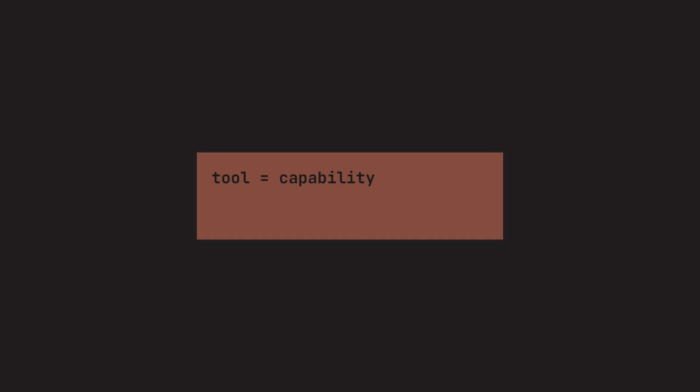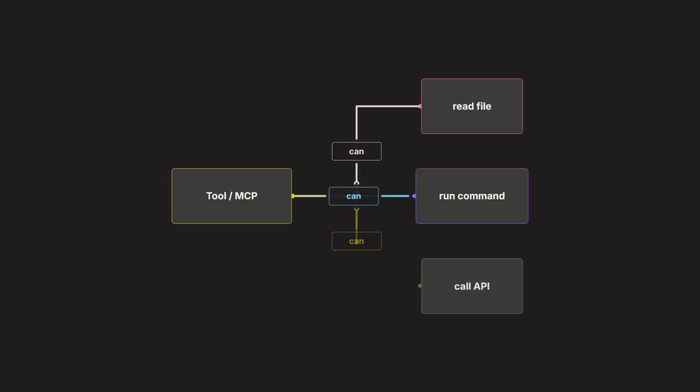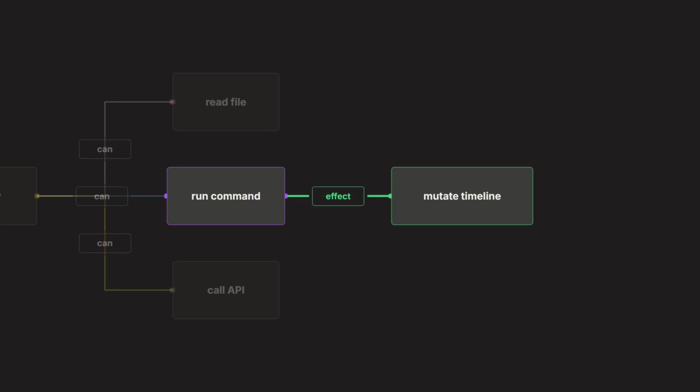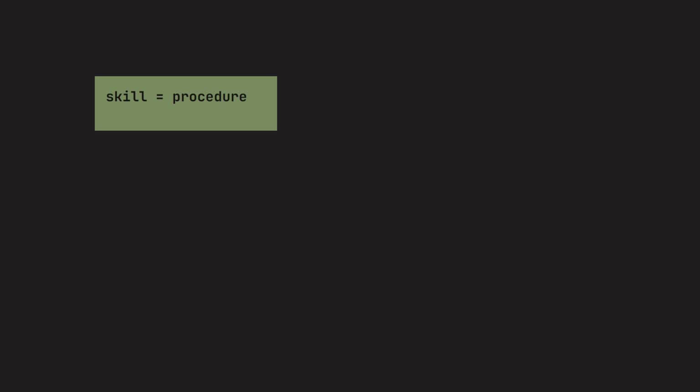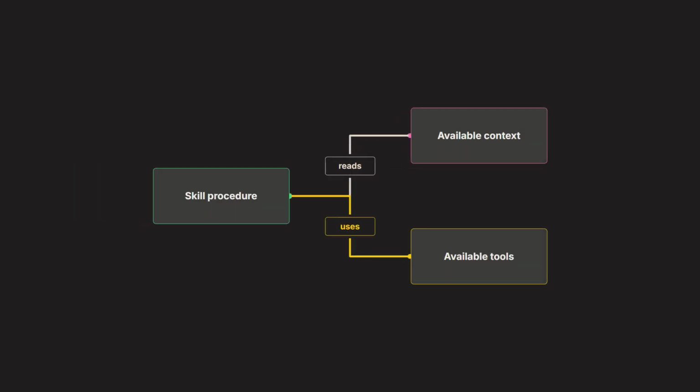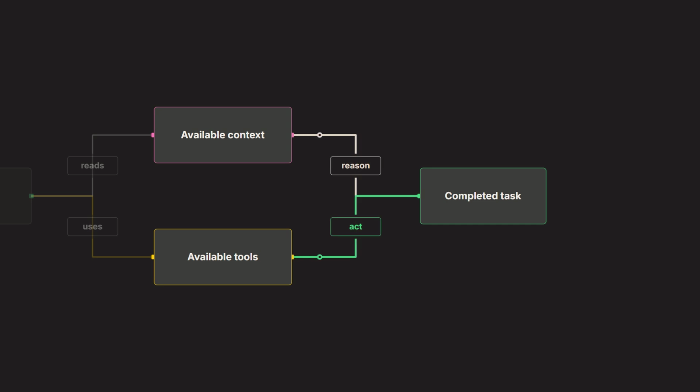Tools and MCP servers are another separate layer. A tool is capability. It can read a file, run a command, call an API, mutate a timeline, query a database, or fetch a resource. A skill is procedure. It tells the agent when a workflow applies and how to use the available context and tools to complete it.